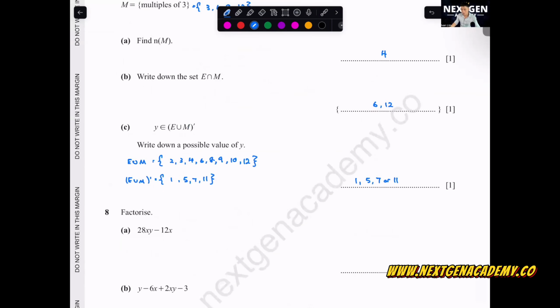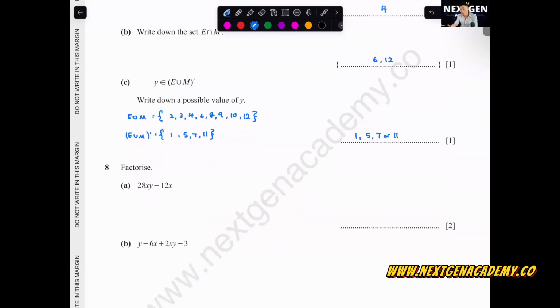Right, let's go to question 8. Factorize 28xy minus 12x. Make sure that you fully factorize. Okay, what is the highest common factor of 28 and 12? We can take 4. Then both of them got x, so we factorize out 4x, 7y minus 3. Okay, 4x(7y minus 3).